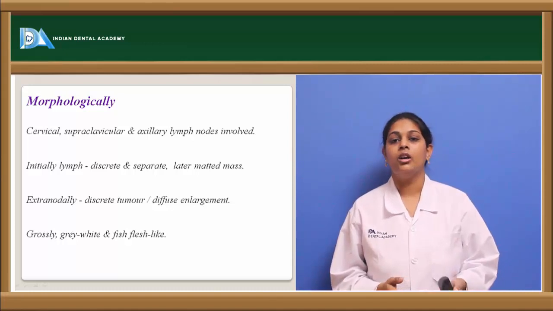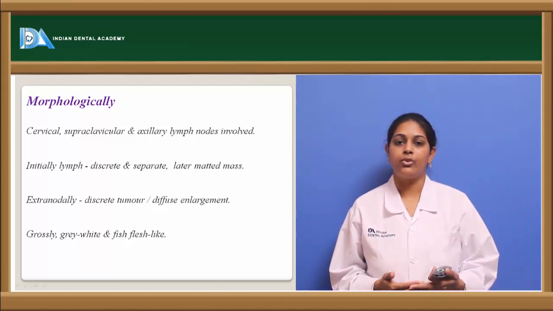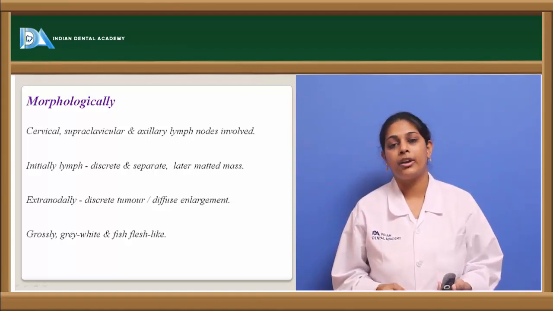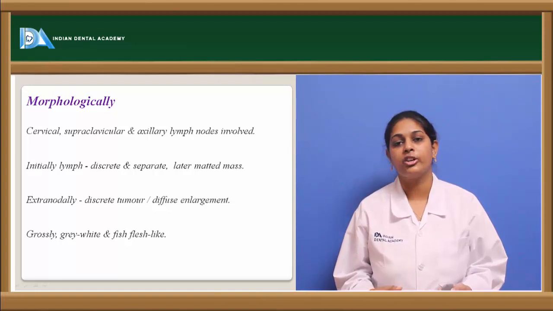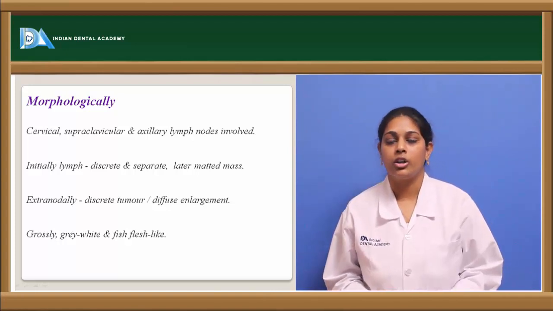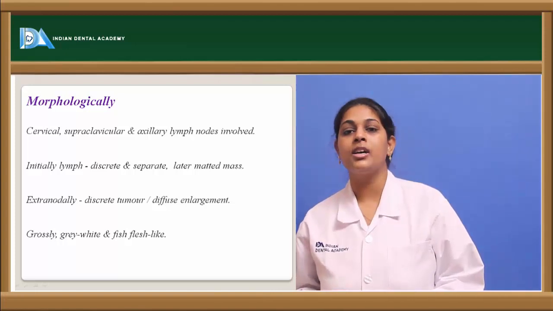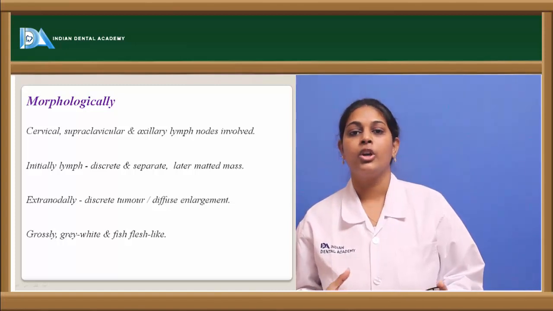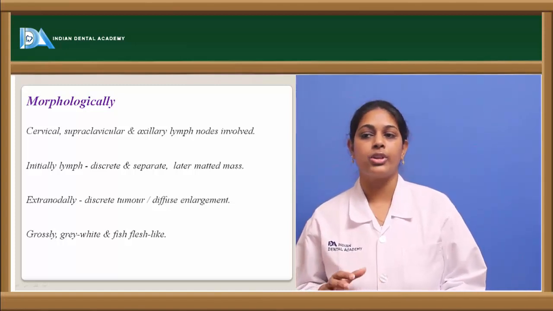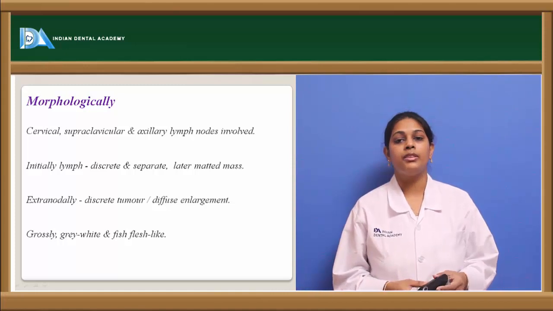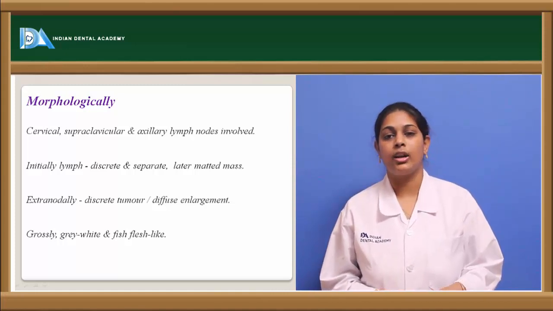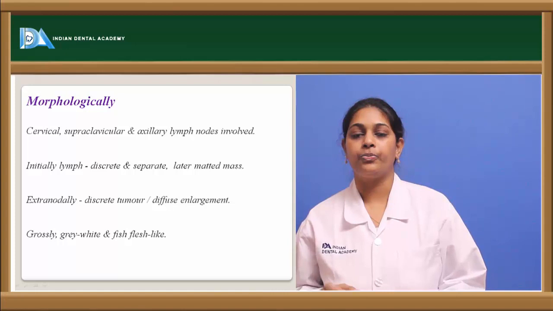Extranodally, if it involves sites other than the lymph nodes that are being involved by Hodgkin's lymphoma, we see it appearing as a discrete tumor, that is, a separate elevation of a mass or a tumor. It could also appear as a diffuse enlargement, that is, fusion of 2 or 3 structures resulting in a diffuse enlargement.